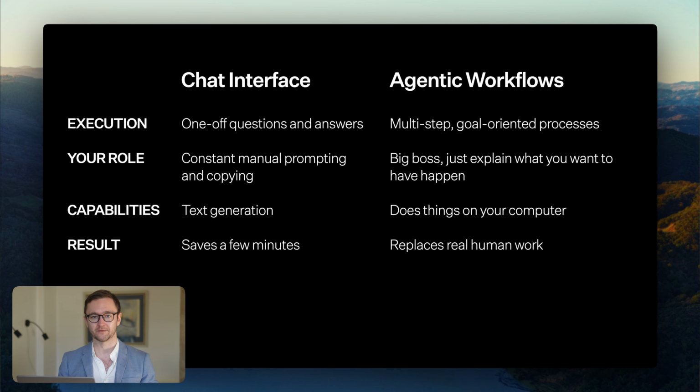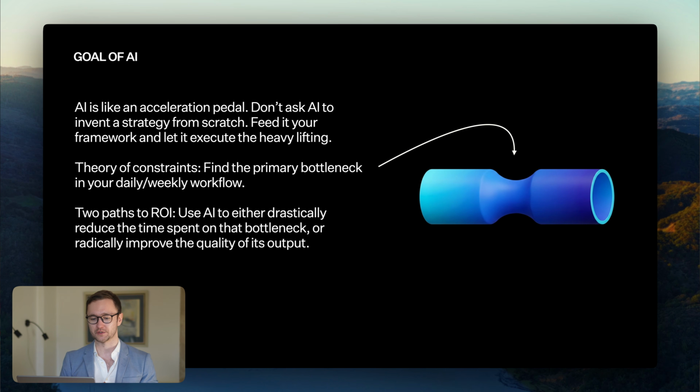It's a little bit like if you knew how to drive a bike versus if you had a full car, a supercar like a Ferrari, and you had 10 of those Ferraris and a personal driver driving every one of those cars. So the difference is huge as far as this goes. And so the goal of using AI is that this is kind of like an acceleration pedal. What I mean by that is we can't really ask AI to invent the strategy from scratch. We've got to feed it your framework and then let it execute the heavy lifting.